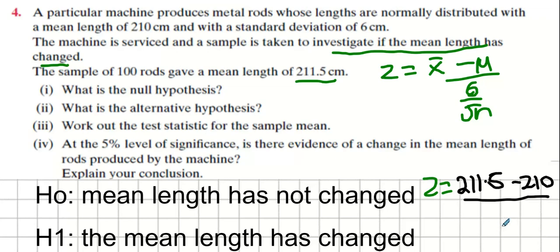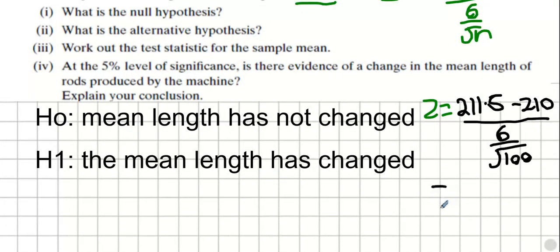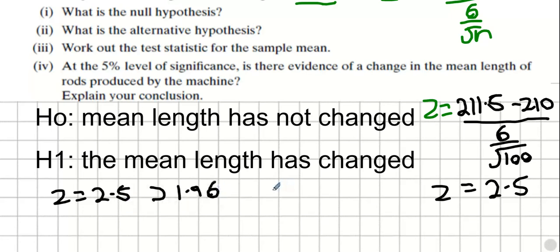Yeah, 6 over... no, I wasn't trusting something else. Okay, put that into your calculator. What do you get? That Z score is 2.5. Now, the Z score of 2.5 is bigger than 1.96. This means it's in the critical region.